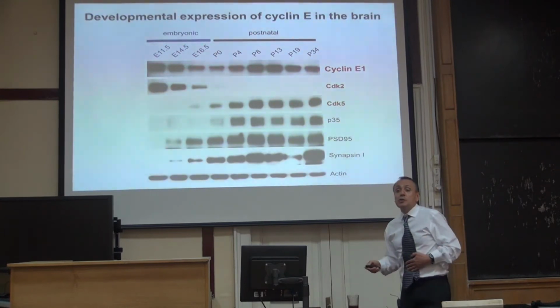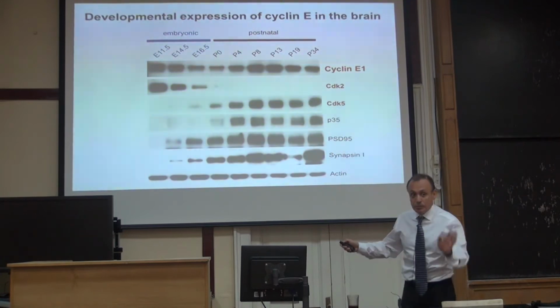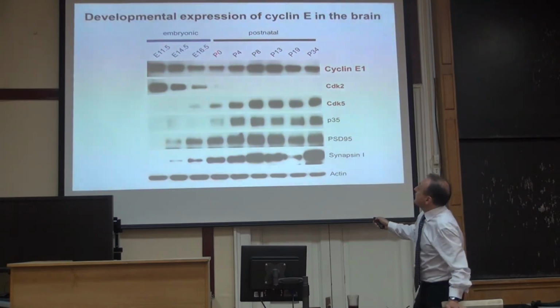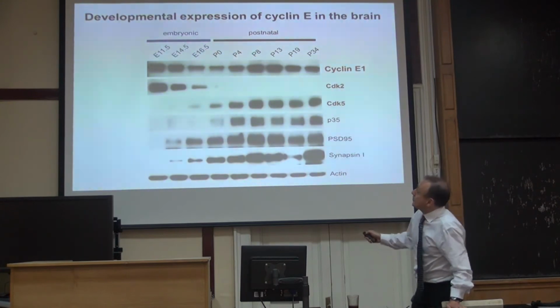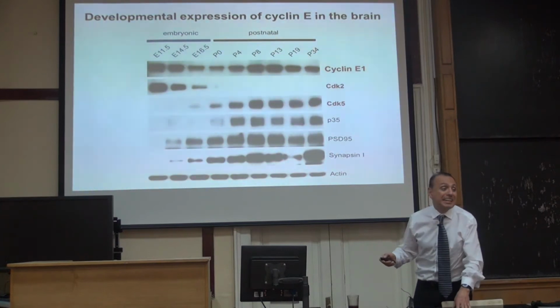So now we are doing a developmental time course. I told you, talking about the other experiment, that in mice the pregnancy is 19 days. So now we are going to sacrifice embryos at day 11, 14, 16, and P0, meaning postnatal. We are going to take the brains and look at the level of cyclin E.